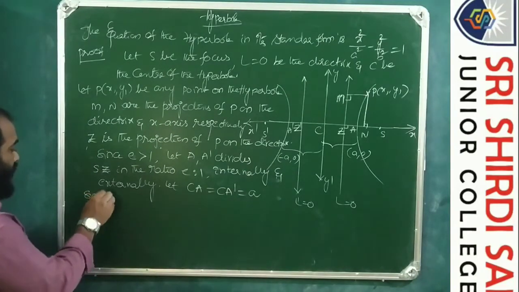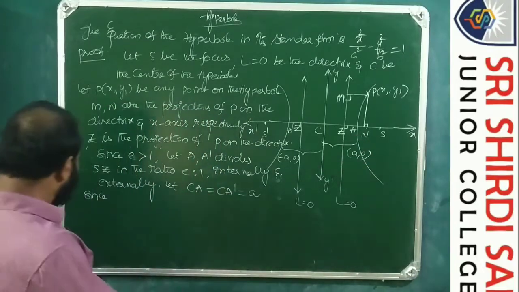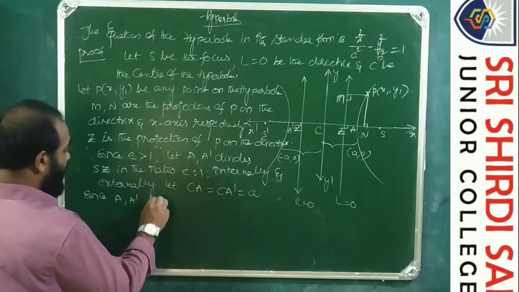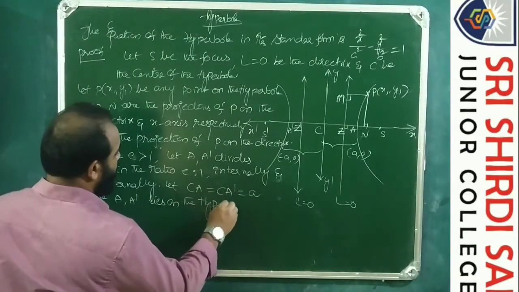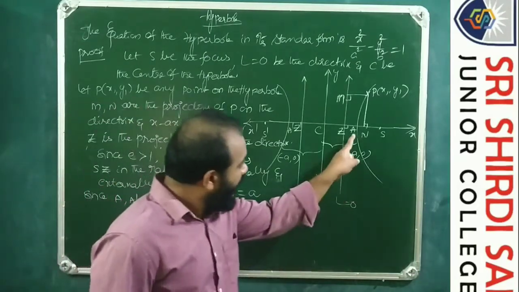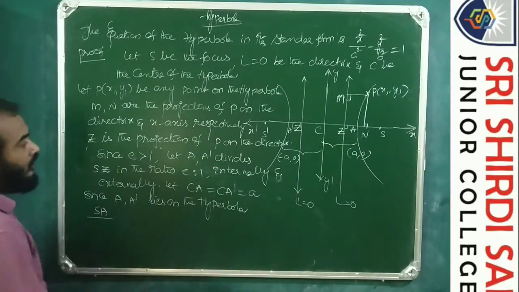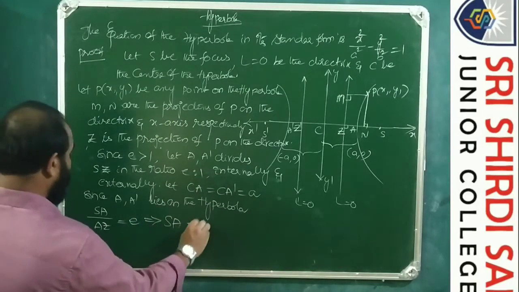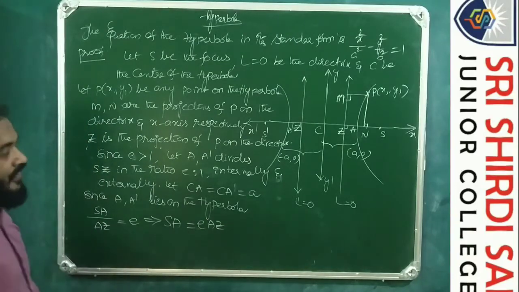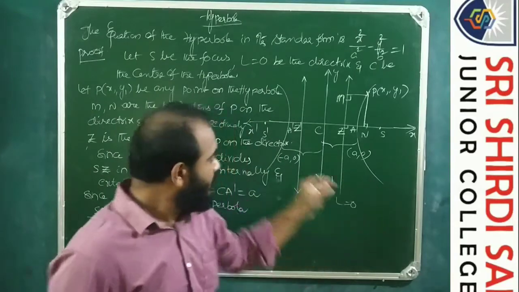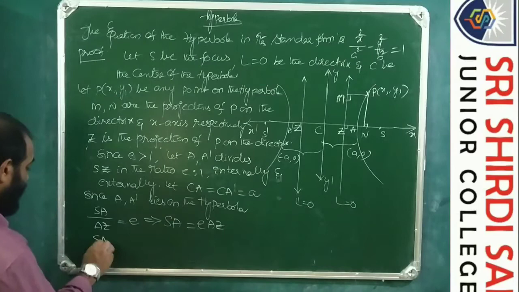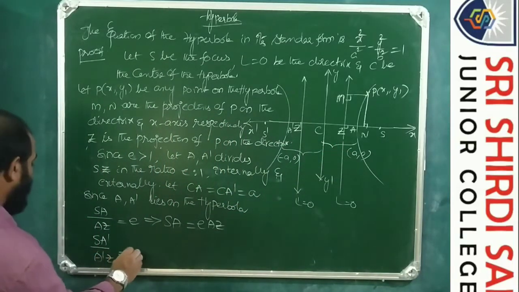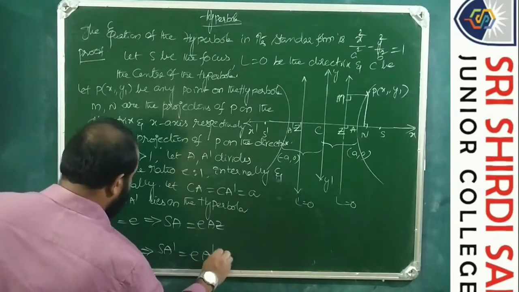Since A, A dash lie on the conic, that means A, A dash lie on the hyperbola. Can we use the definition now? Its distance from a fixed point SA, by its distance from a fixed line AZ, is equal to E. From this, SA equals E times AZ. Likewise, A dash is also a point on this hyperbola. So its distance from a fixed point SA dash by its distance from a fixed line A dash Z is equal to E. So SA dash equals E times A dash Z.